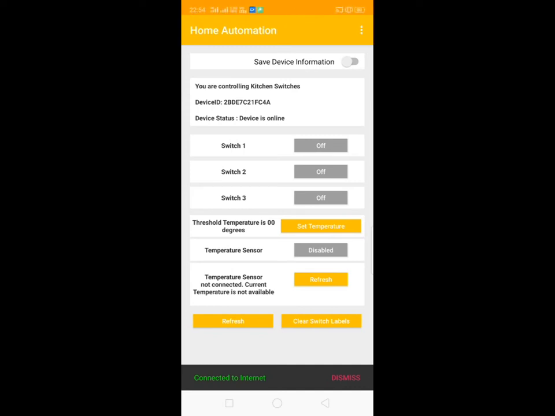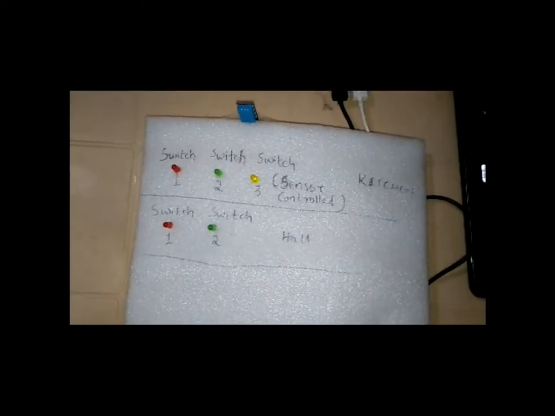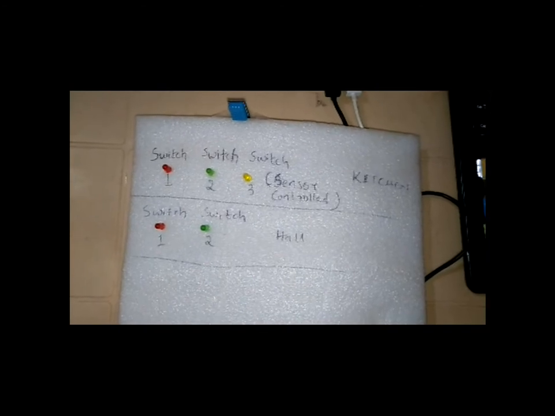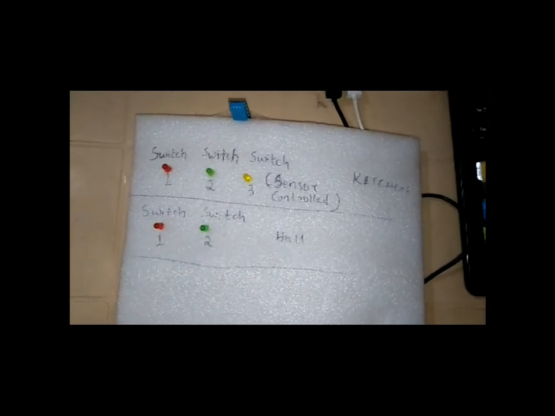You can check there are 3 switches to control: switch 1, switch 2 and switch 3, and switch 3 is an automated switch. The threshold temperature is initially 0 degrees. You can set it by using the set button. So this is a simple demo I made to showcase the controlling of the devices.